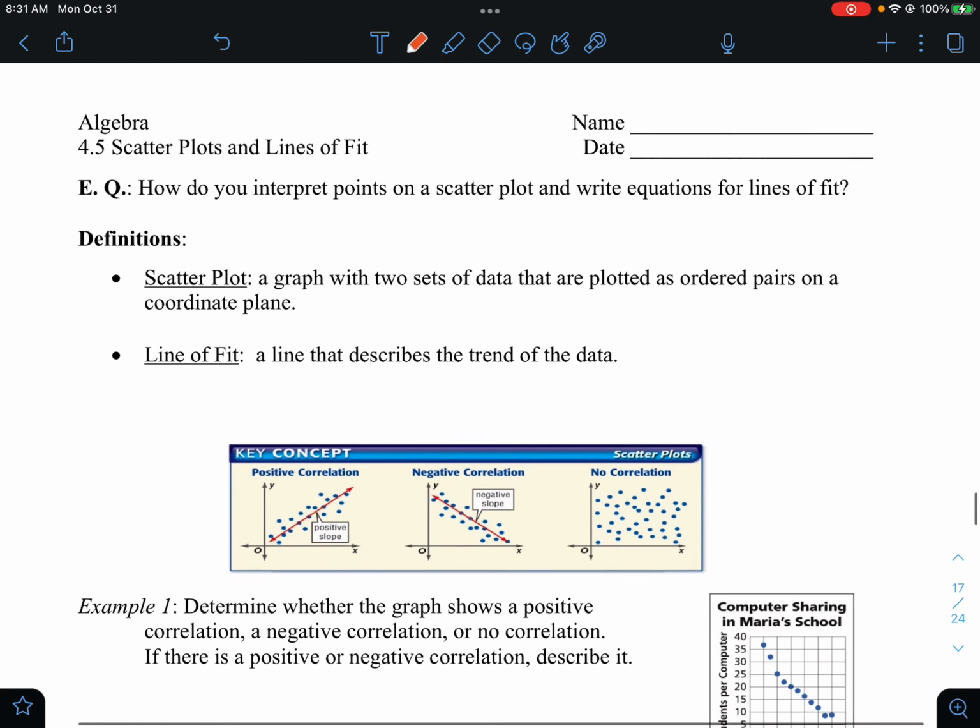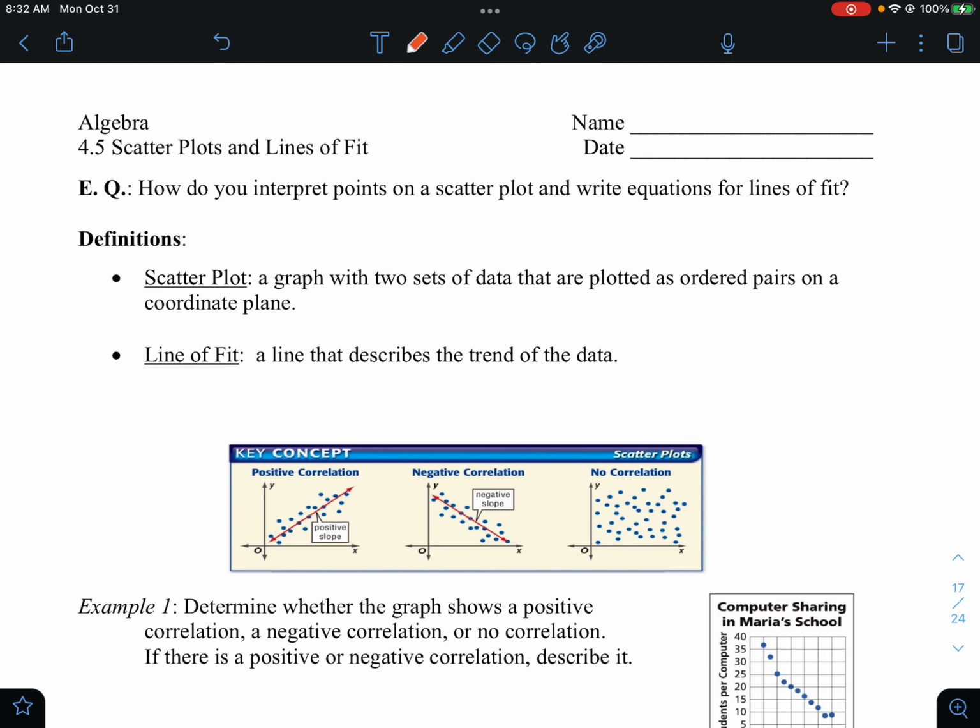Today's lesson is on scatter plots and lines of best fit. And then we will do it algebraically today on some paper, and then tomorrow we're going to do an activity on our graphing calculators to see how we can do it on there. So first of all, scatter plots should not be something that's new.